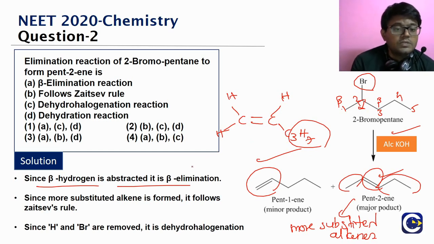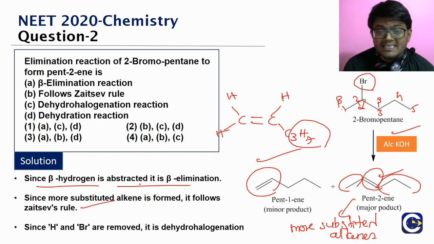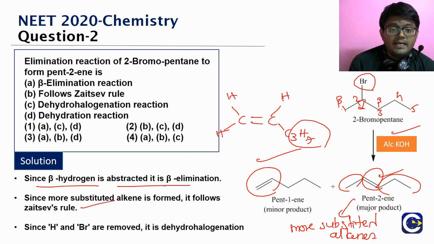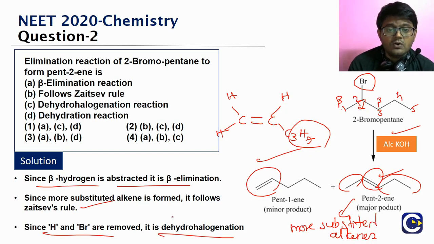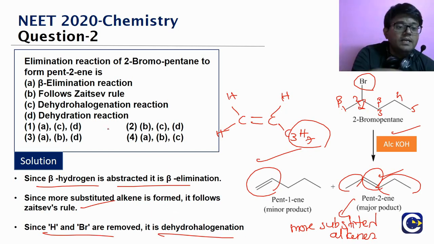Okay, so this follows the Zaitsev rule, where we will get the more substituted alkene as the major product. Here we are removing hydrogen and bromine, right? So what do we call it? We call it dehydrohalogenation. Okay. So here they are giving us statements A, B, C, D.